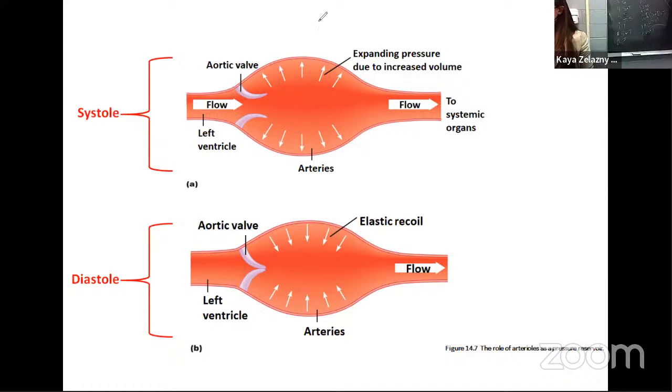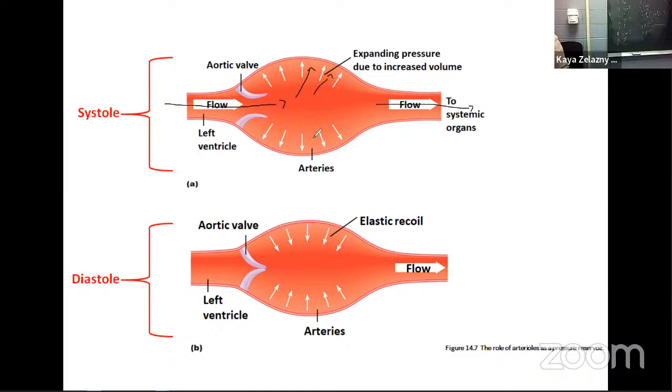So in systole, right? So as the ventricles are contracting, that left ventricle is high pressure. So it's opened our aortic valve, one of our semilunar valves. We do have blood flowing to the systemic organs, but the blood is also pushing out on those walls.